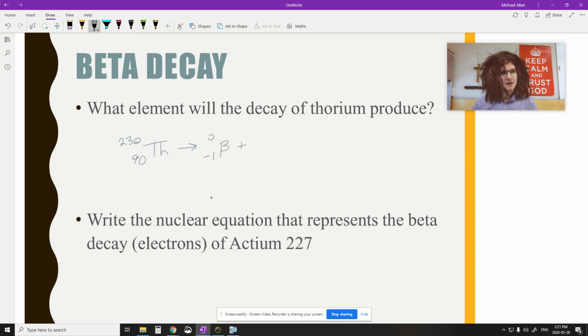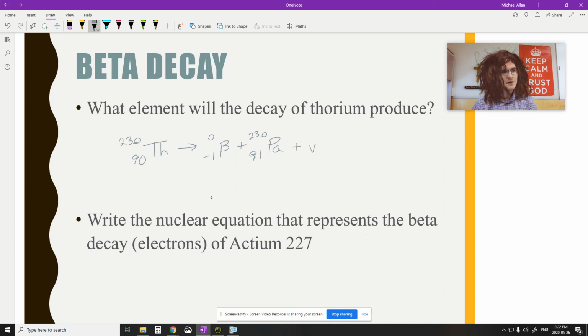Now, the bottom number's got to add up here. So if my bottom numbers had to add up, this has got to be 91 to make sure this adds up. The top number's got to add up, so this is going to be 230 because that's a 0. Now here, what's 91? Does my hair disappear when I look away? Yeah, it does. 91 is protactinium. So that's Pa, so it's right beside that one.